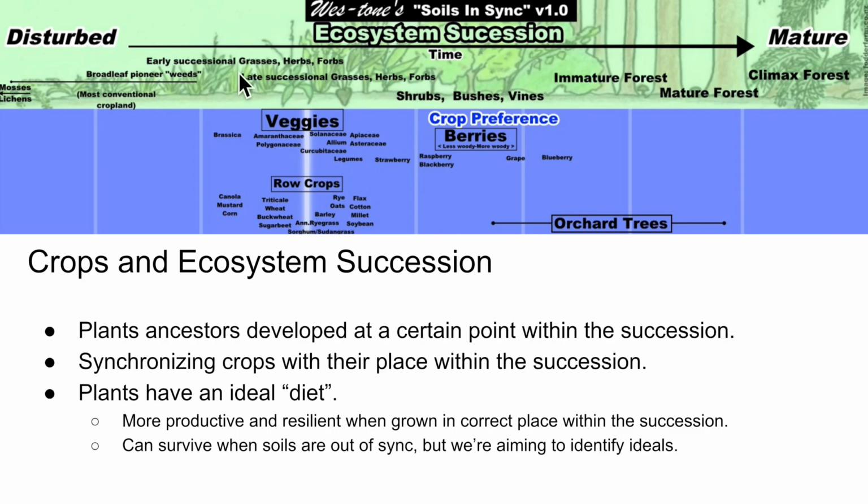In the blue section, we add common agricultural crops to the chart. Ancestors of domesticated plants developed at a certain point within the ecosystem succession. Our goal as food producers is to synchronize our crops with their ideal place within the ecosystem, hence soils in sync. Our crops are going to be more productive and resilient and overall more efficient when grown in the correct place within the succession. Plants have an ideal diet, so to speak, within the soil that is provided to them by the conditions within that ecosystem.